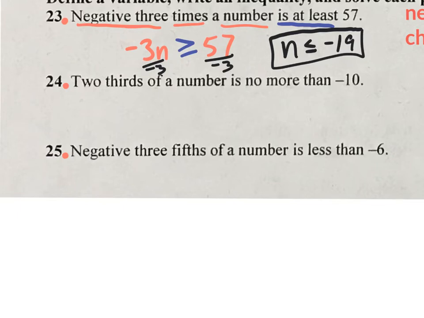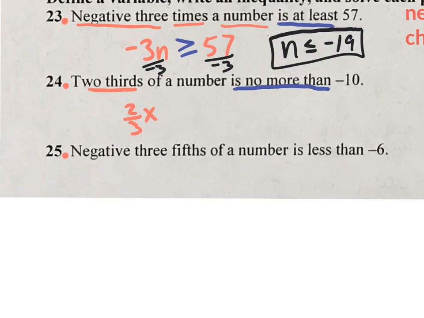2/3 of a number is no more than negative 10. That's pretty easy. 2/3, that's a fraction, 2 over 3, of a number. You could put x, you could put n, whatever you want, is no more than negative 10. So let's think about this, guys. Is no more than. What does that mean?